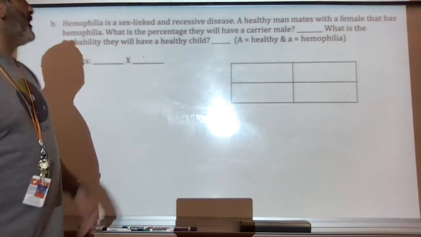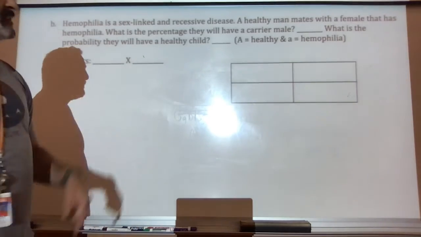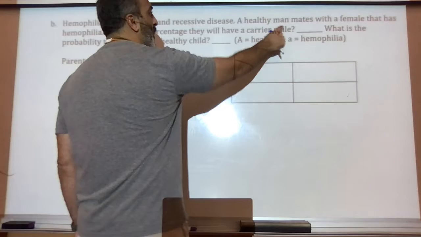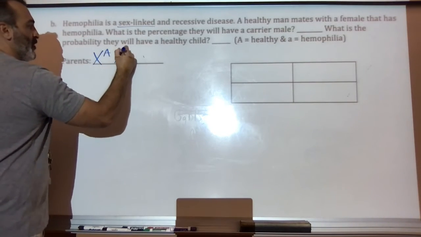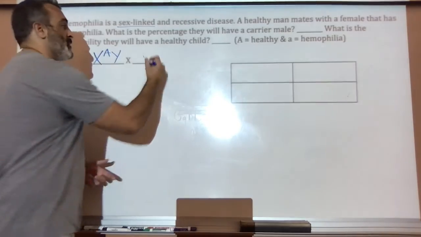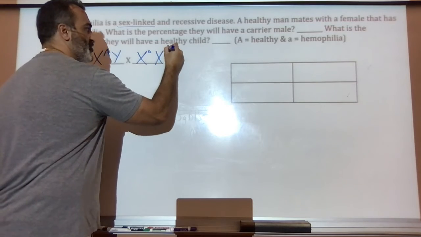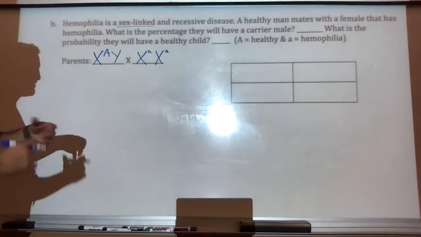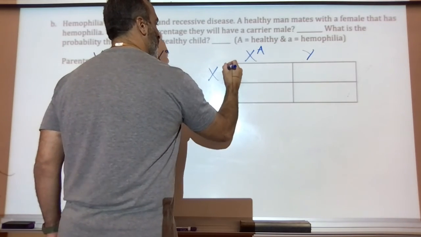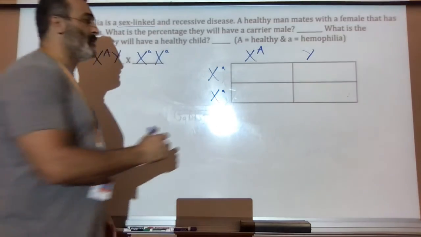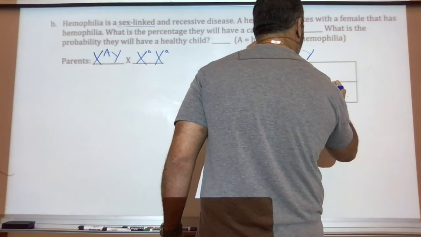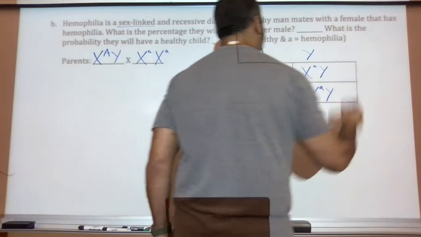Now, let's do this problem. Hemophilia, this is a blood disorder. It's a sex-linked and recessive disease. Key word, sex-linked. So guess what you got to use? X's and Y's. A healthy man, that's the only genotype a healthy man could be. He mates with a female that has the disease. She gets two lowercase a's attached to her X's. You split them up, bring them together.